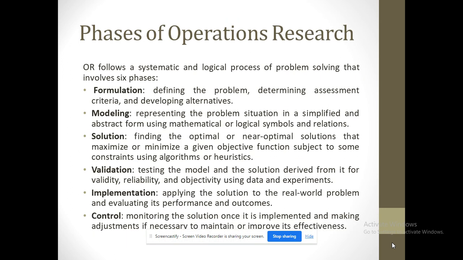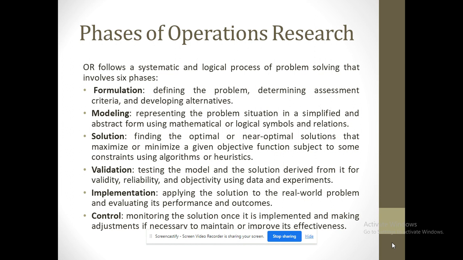Phases of operation research. OR follows a systematic and logical process of problem solving that involves six phases. These phases are formulation, modeling, solution, validation, implementation, and control.